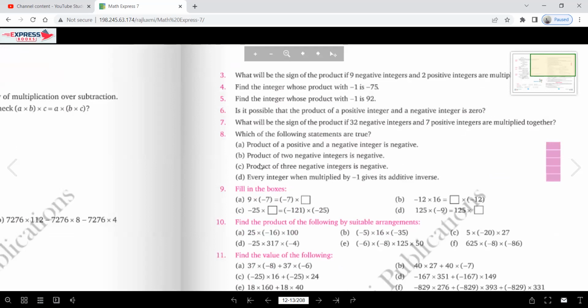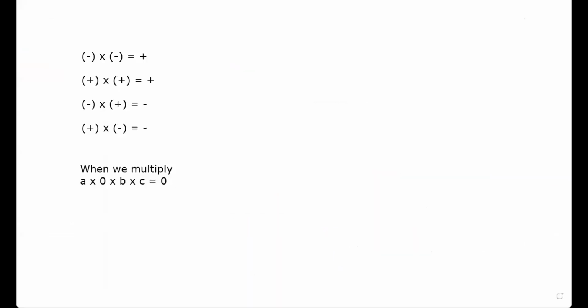It says that suppose there are 9 negative integers and 2 positive integers multiplied, and you have to find out what will be the sign of that particular number. So it is very simple. Before solving this question, we have to understand one concept. We have two cases.